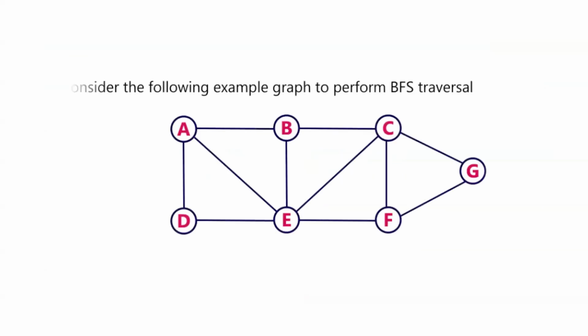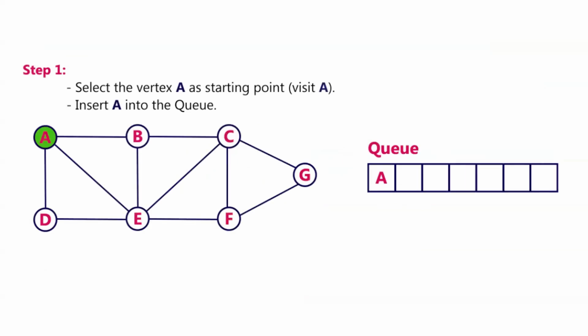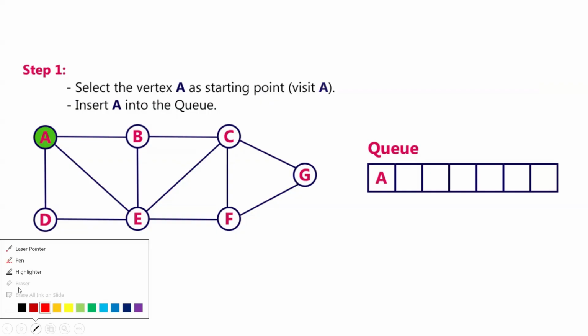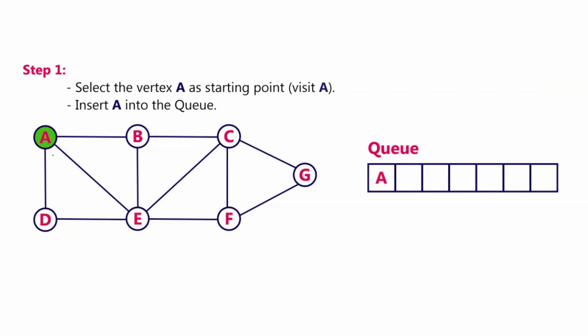So now let's do an example. Let's move to the example. In this example, consider the following example graph and perform BFS traversal. We have a set of graph vertices: A, B, C, D, E, F, G. From the starting point, step one, we are doing the example. Step one, select the vertex A. It is our starting point. So visit A, insert A into the queue. We visited A and we enter it into the queue, first in first out, FIFO. So we enter A here. After that, we can see here.